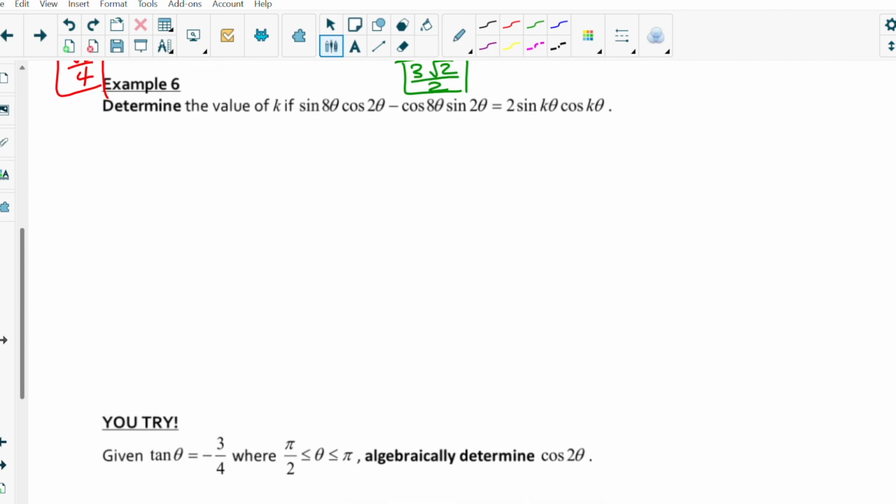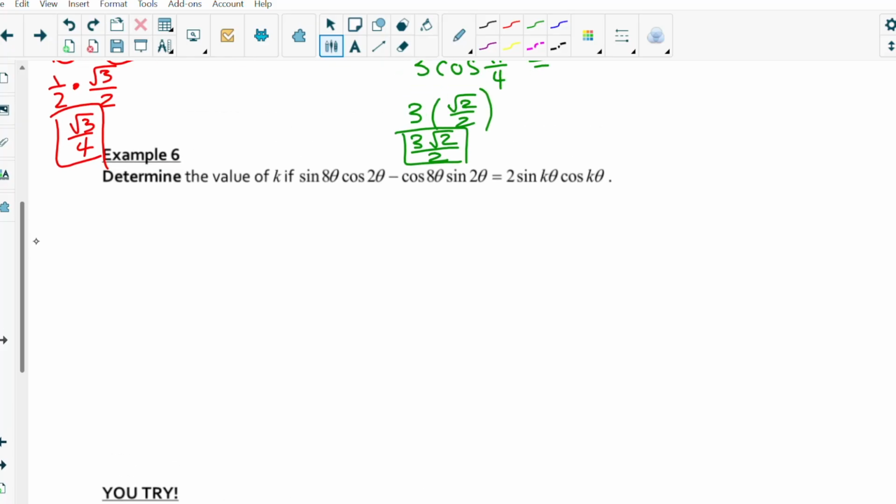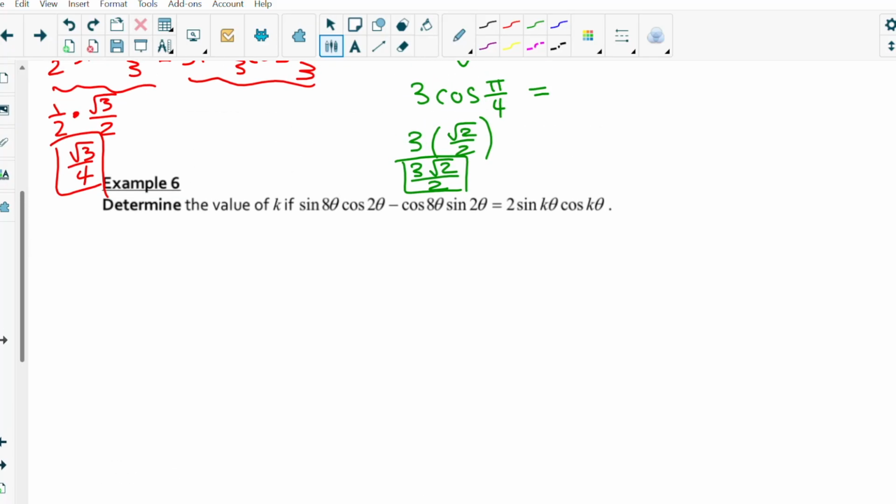Okay, example 6. Determine the value of k if sine of 8 theta cosine of 2 theta minus cosine of 8 theta sine of 2 theta equals 2 sine of k theta cosine of k theta. What's going on here? So this looks like a bunch of double angles. Also, that is the difference identity for sine.